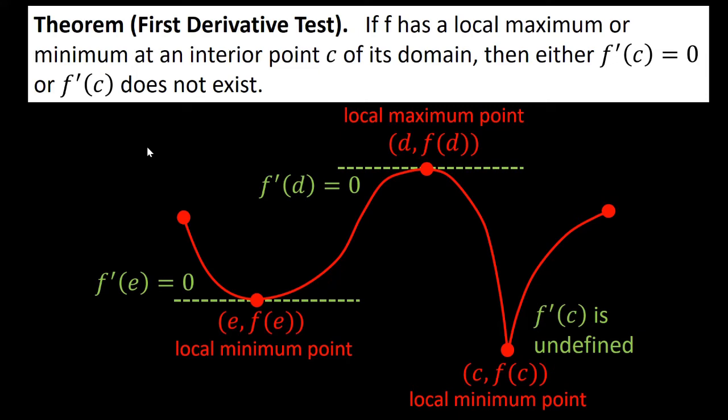We also have examples where the first derivative does not exist at a point, and you may have a local max or min in that case as well. Notice that we're not talking about endpoints of the domain. We're only talking about interior points here. It may happen that you have a maximum or a minimum at an endpoint, but if it occurs at an interior point, then you have a function which has a derivative either 0 or undefined at that point.